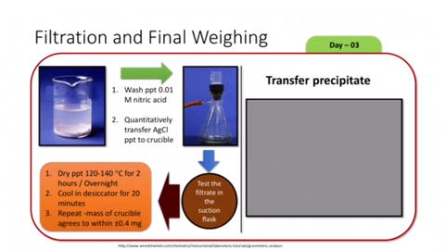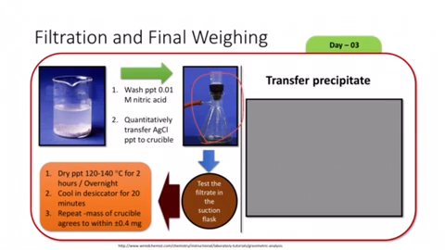In day 3 of the lab, filter the silver chloride precipitate through a weighed crucible with suction. Wash the precipitate in the beaker with nitric acid and quantitatively transfer silver chloride precipitate to the crucible. Place the crucible containing silver chloride precipitate in the oven for the next lab.